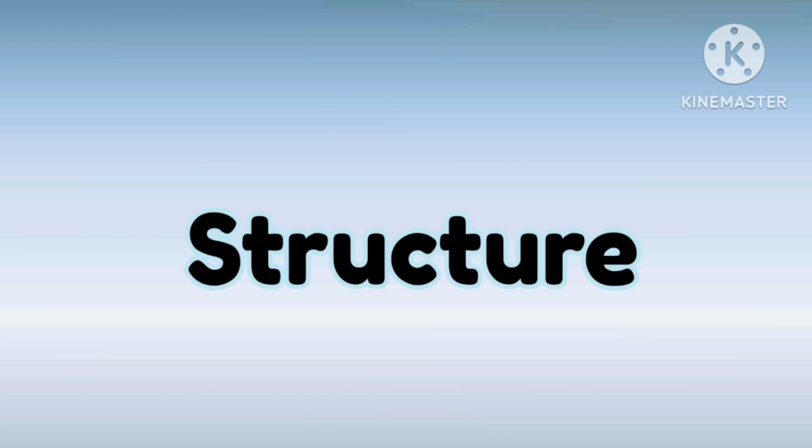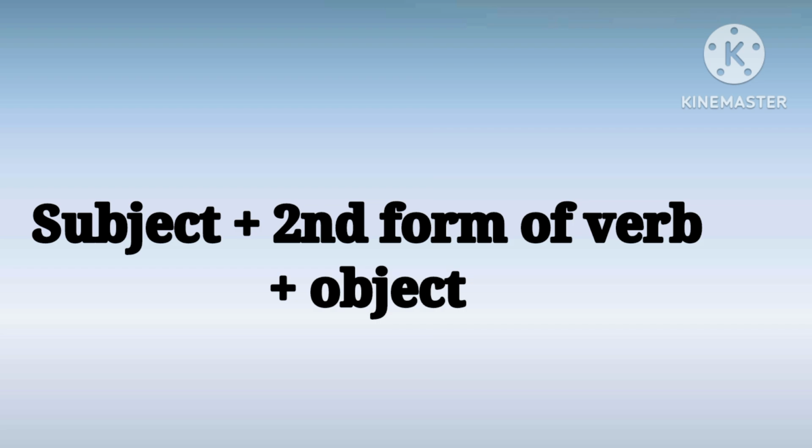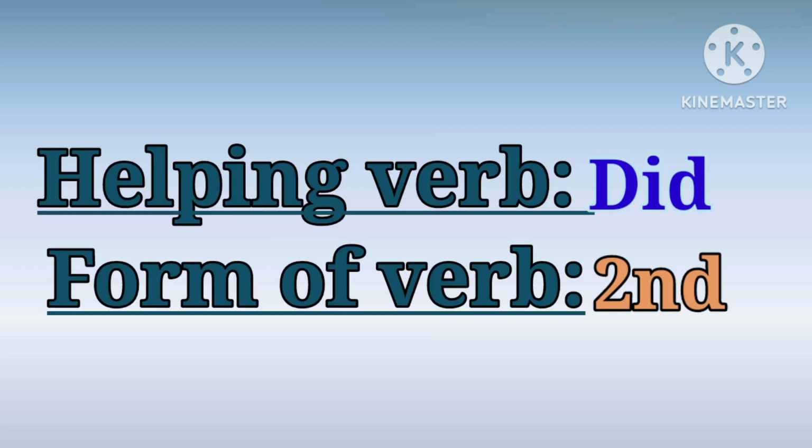Structure. First of all, subject, then second form of verb, then object. Helping verb did, form of verb second.